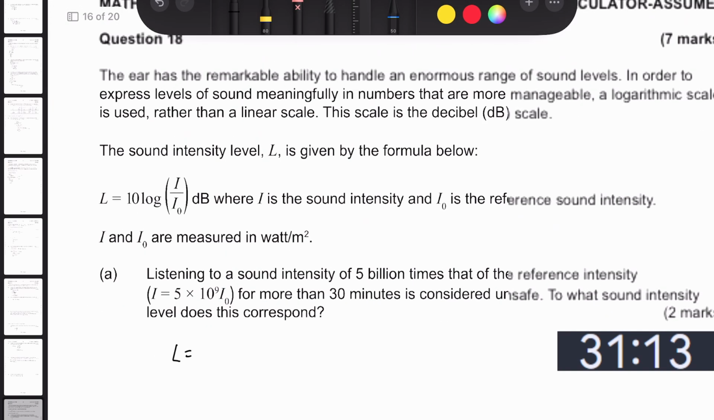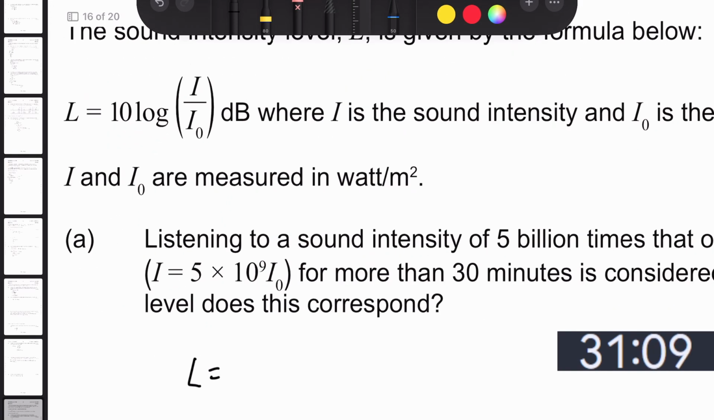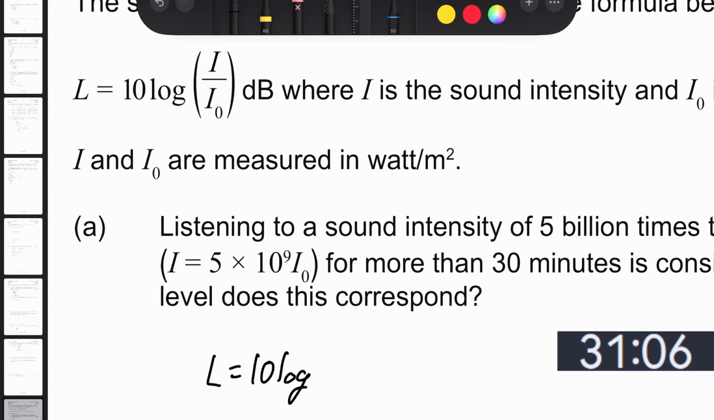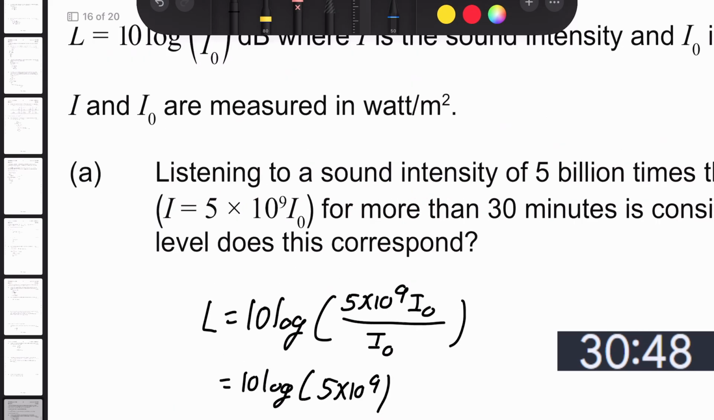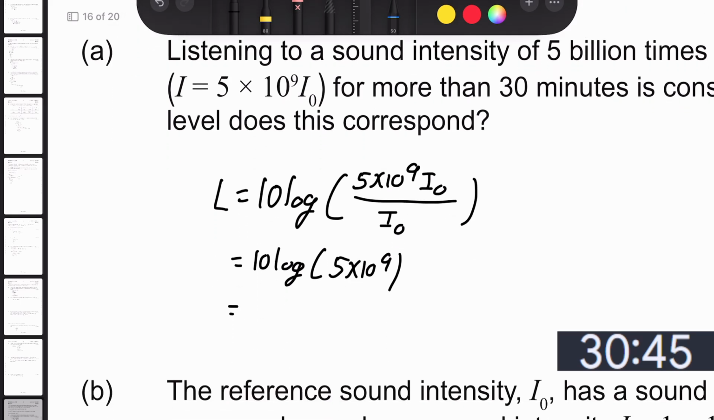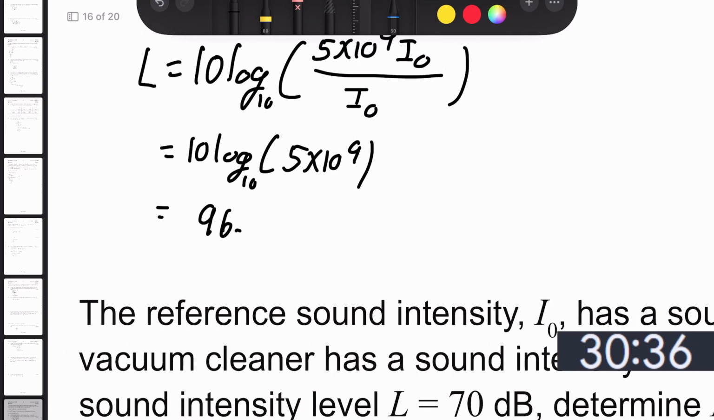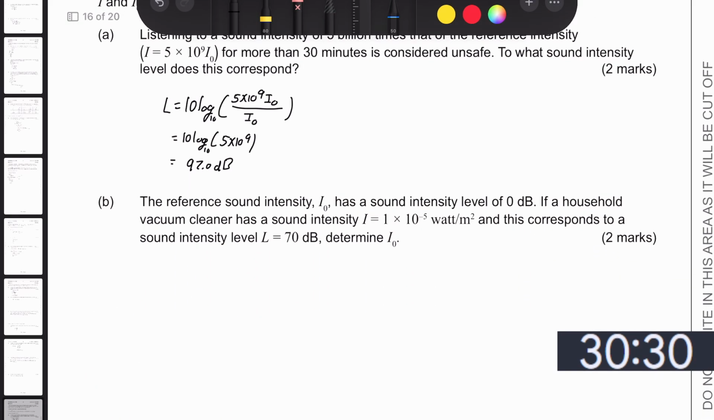Then this becomes L is equal to 10 log of 5 times 10 to the power of 9 times I0 all over I0, which is equal to 10 log of 5 times 10 to the power of 9, which is 96.99 or 97.0 decibels. The reference has a sound intensity level of 0.